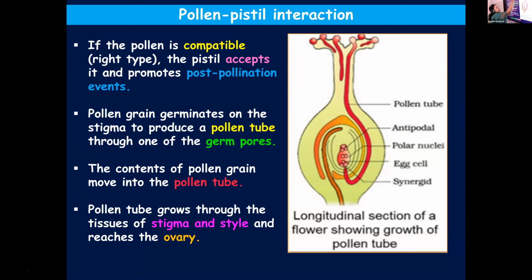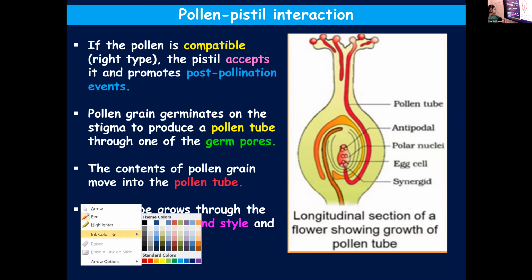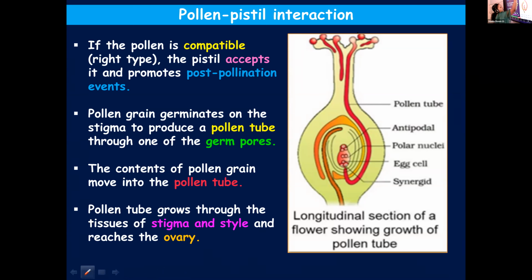See here, you can see the pollen tube. Let me take another color. Okay. Here you can see the pollen tube. The pollen grain has germinated and the pollen tube has been formed. So whatever contents were inside the pollen will be transferred to the pollen tube. And this pollen tube carrying the contents will grow through the stigma, then style, ovary, and finally it will enter the ovule.